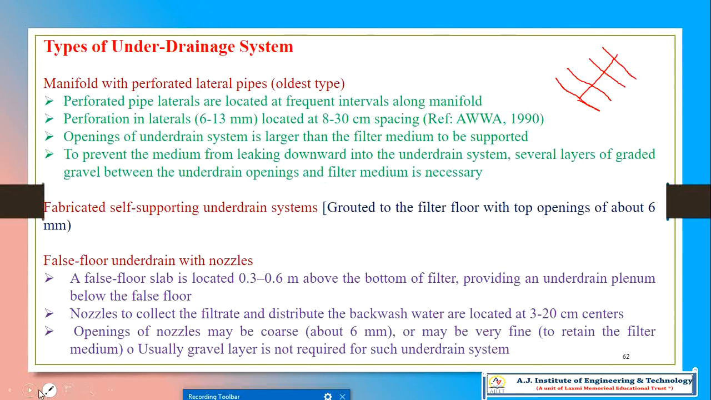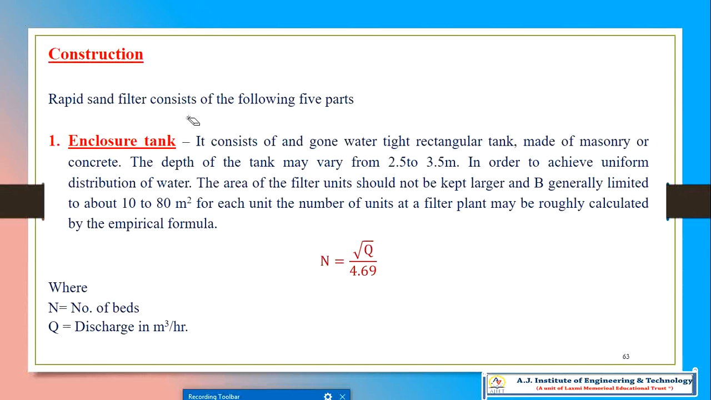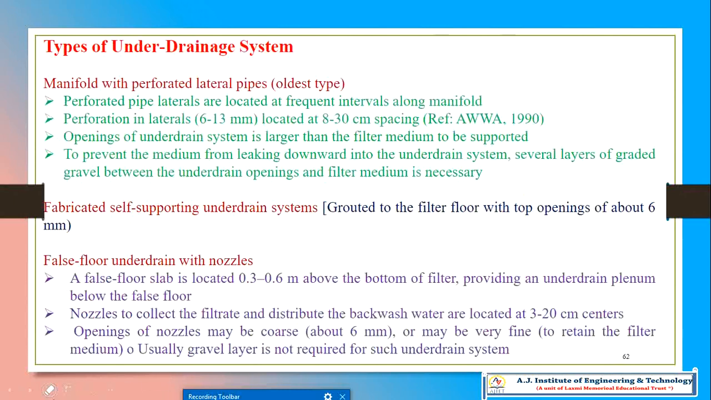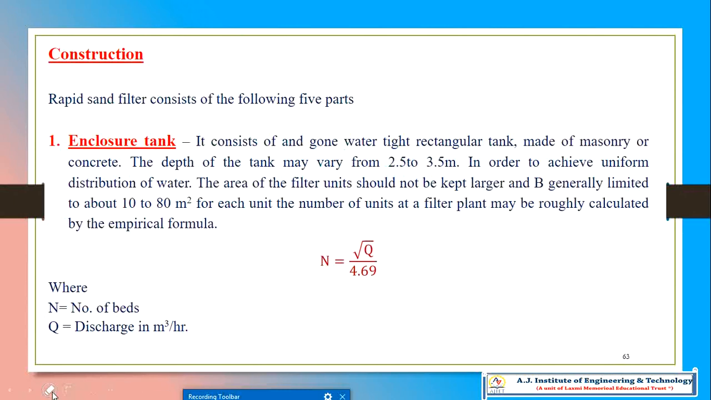Now we'll move to another slide, which is very important: the construction of the rapid sand filter. It consists of the following five parts. If you consider the first one, the first part is the enclosure tank.